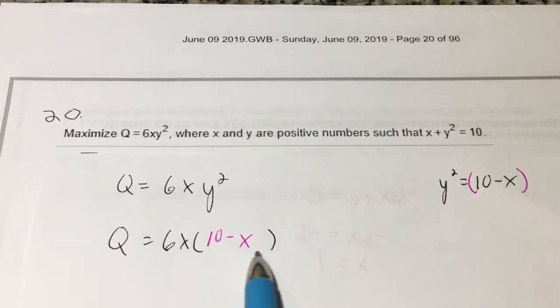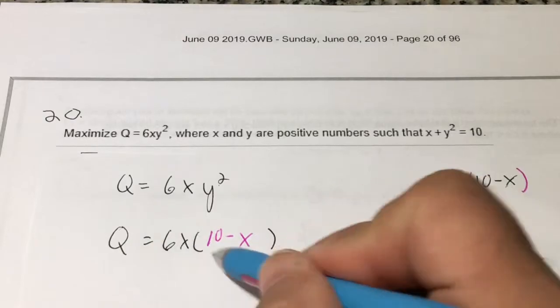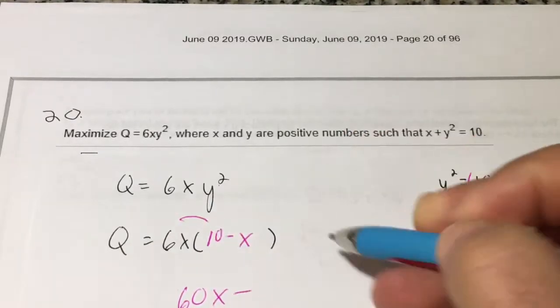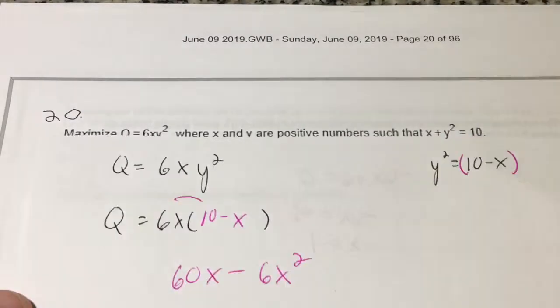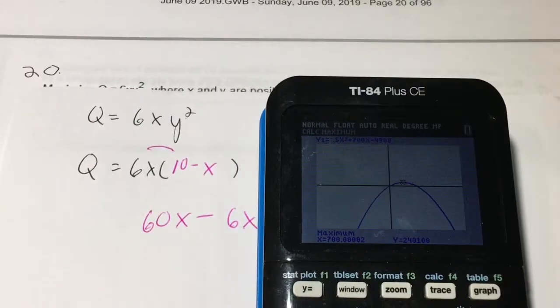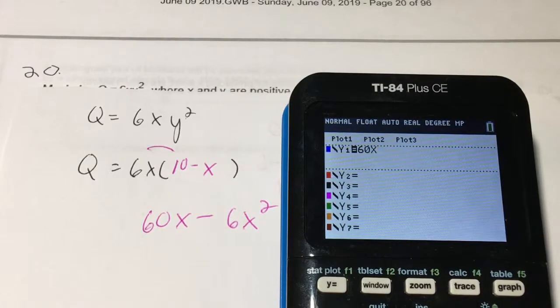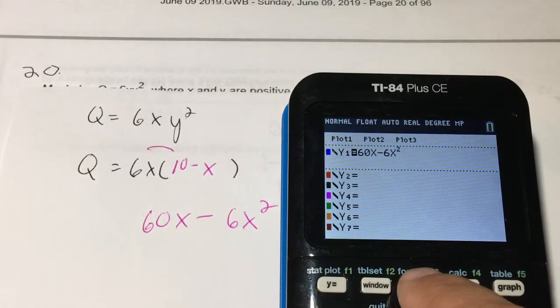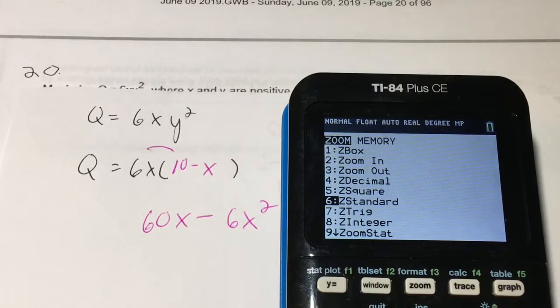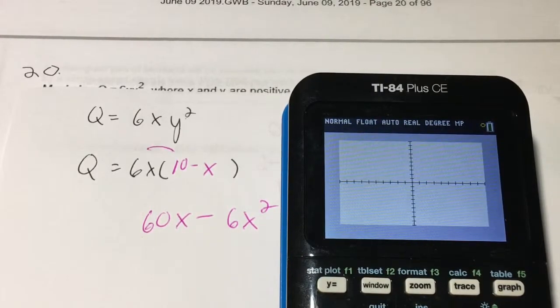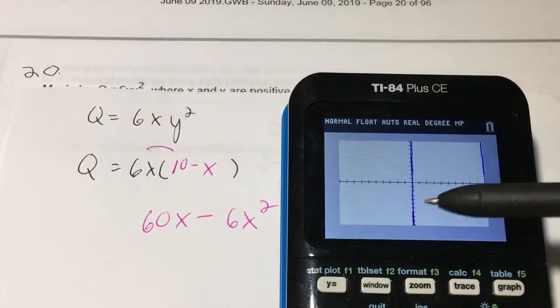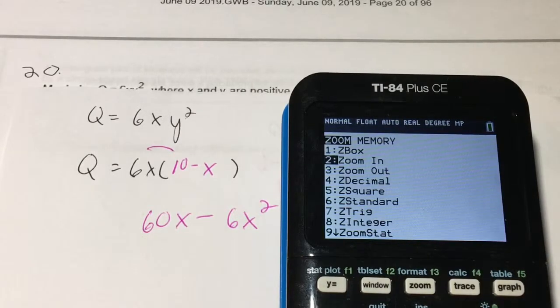So I'm going to graph this as y equals 60x minus 6x squared. Y equals, clear it out, 60x minus 6x squared. I'm going to zoom fit. Actually, I'll zoom standard. This one doesn't look too drastic. So I'll scroll down to zoom standard and see if that gives me my graph. No, it doesn't give me my graph. It looks like it went up and then came down. So I'm going to do a zoom fit.